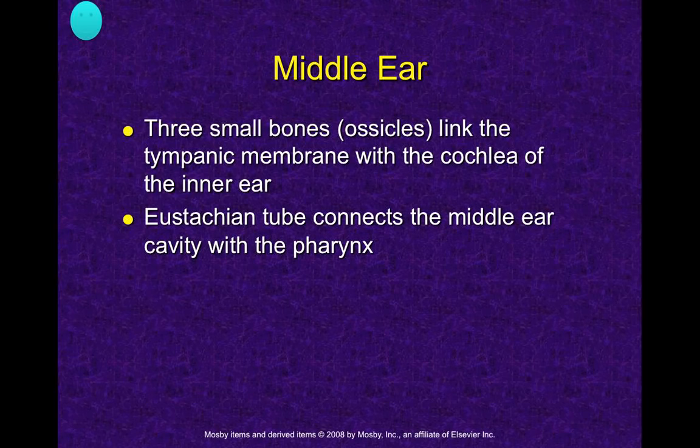So the middle ear is where the three small bones, also called the ossicles, link the tympanic membrane with the cochlea of the inner ear. The eustachian tube connects the middle ear cavity with the pharynx. That's very important to know. The ossicles act as a system of little levers that transmit sound wave vibrations from the tympanic membrane to the cochlea. The eustachian tube equalizes the air pressure on the two sides of the tympanic membrane.